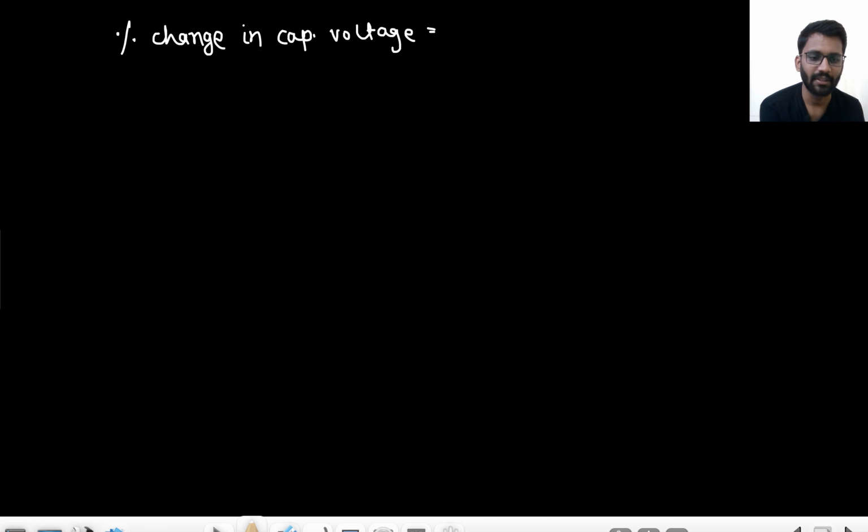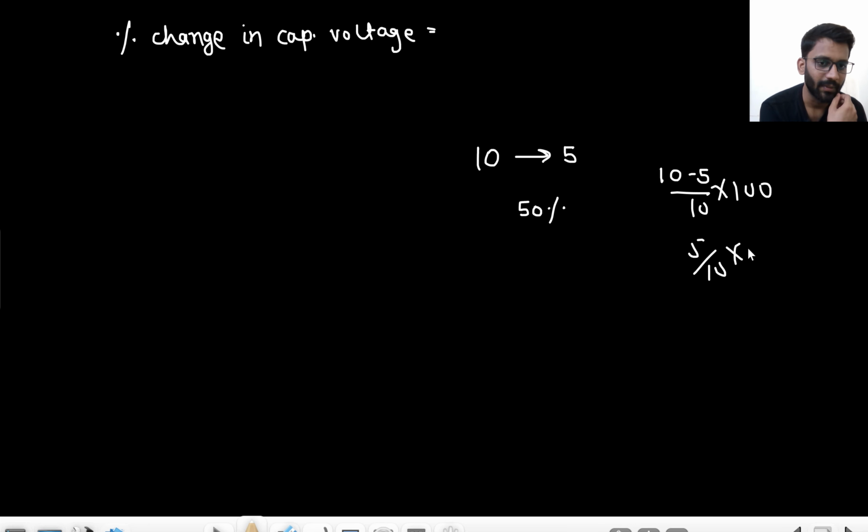Now what is the percentage change in capacitor voltage? We can simply take the magnitude, or if you want, you can take the negative value as well. You should start like this: final value minus initial value. What do you mean by percentage change? Say you have 10 rupees and now it is 5 rupees. How much percentage change has taken place? 50%, right? So 10 minus 5 upon 10 into 100, that is 5 by 10 into 100, that means 50%.